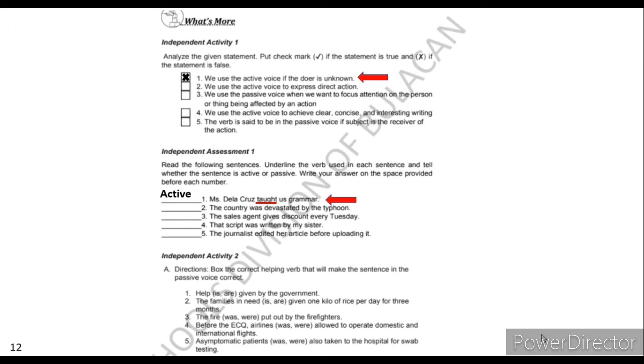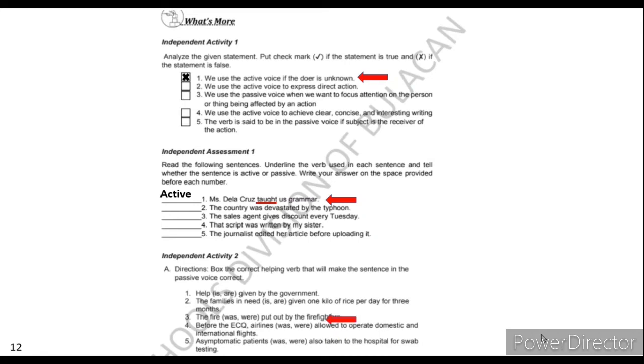Okay? Now let's proceed with the independent activity 2. Box the correct helping verb that will make the sentence in the passive voice correct. So, for numbers 1 to 5, all the numbers here are in passive voice. So all the sentences are in passive voice. So the thing that you will do is to choose the correct helping verb to use in the sentence.